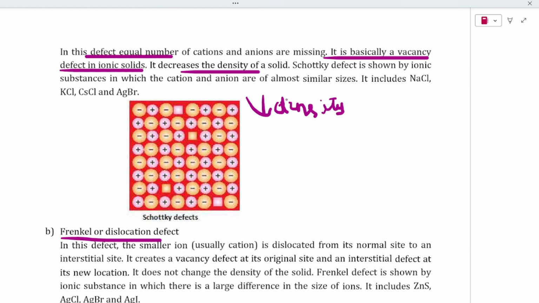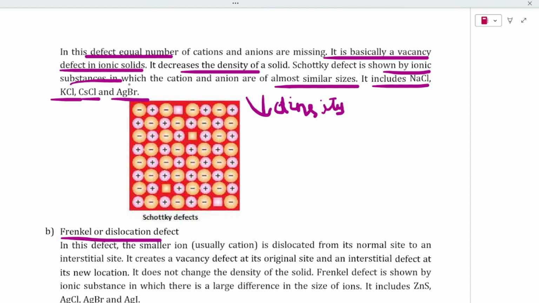Density is decreased in Schottky defect, and it is shown by ionic substances, as we all know. It is for ionic substances, not for non-ionic ones, in which the cation and anion are of almost similar sizes. It includes sodium chloride, potassium chloride, cesium chloride, and AgBr.